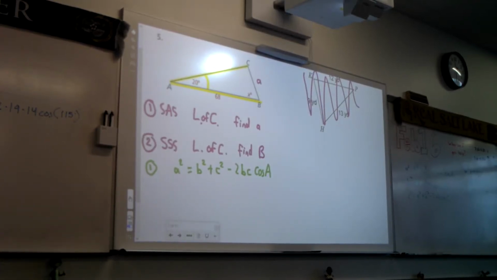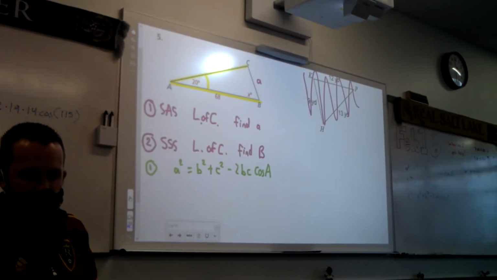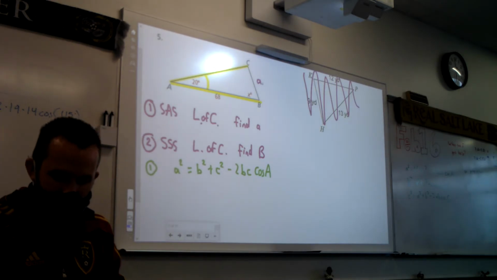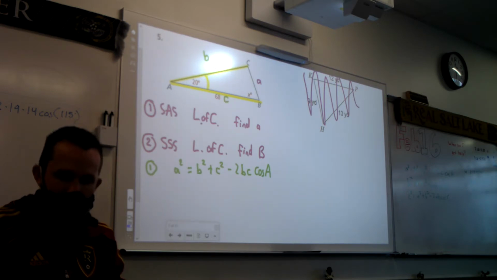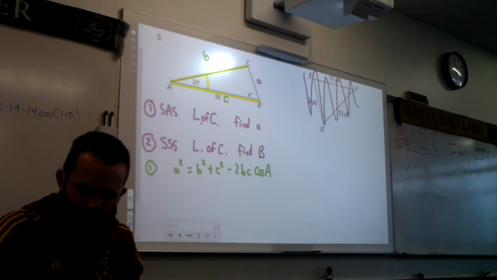Alright, let me see if I can catch up to you guys. So, if I were doing this, I'm trying to find A. I know B is 60 because it's across from angle B. I know C is 68. And I know angle A is 20. So let's plug that in.